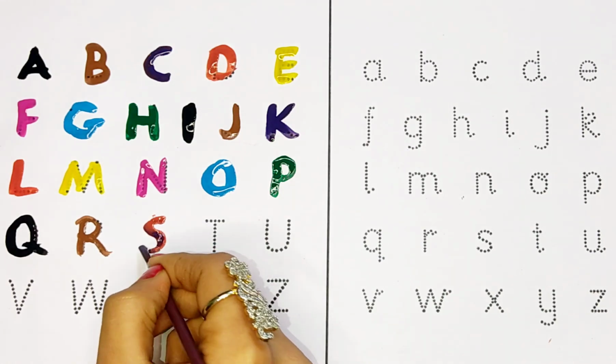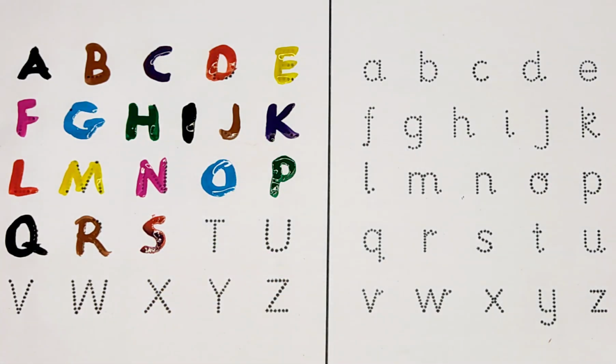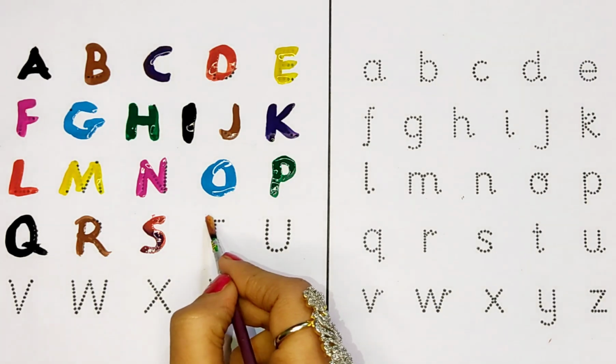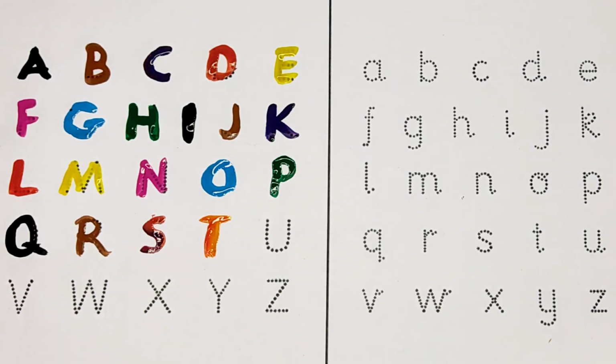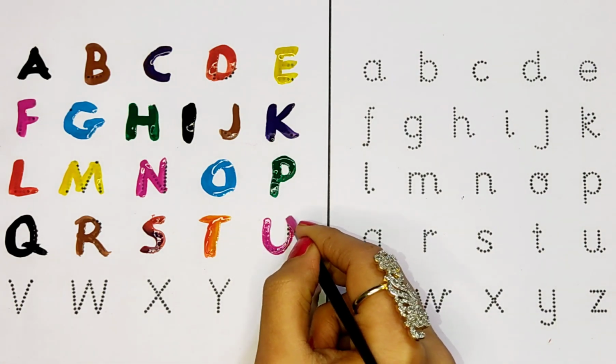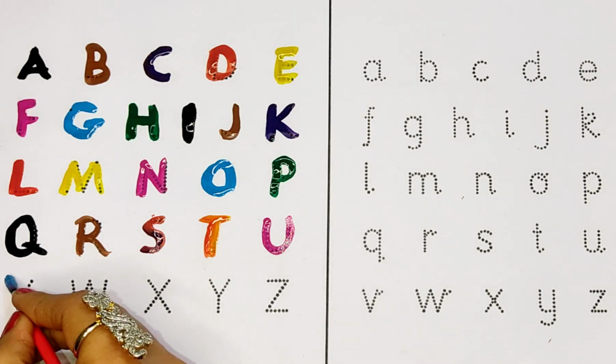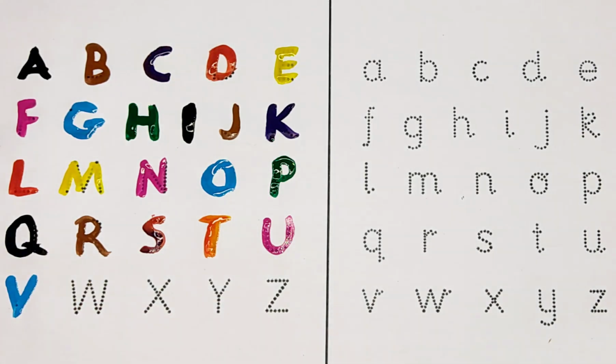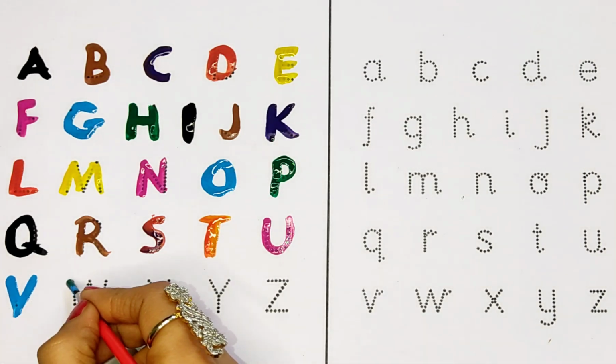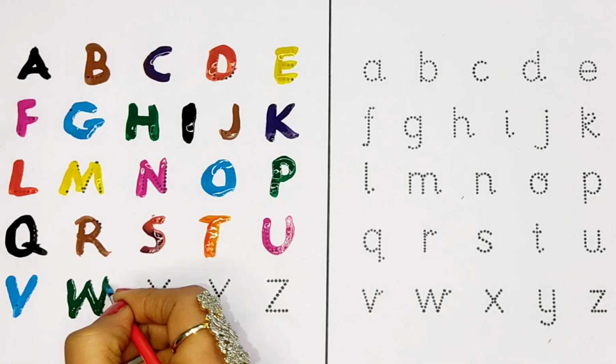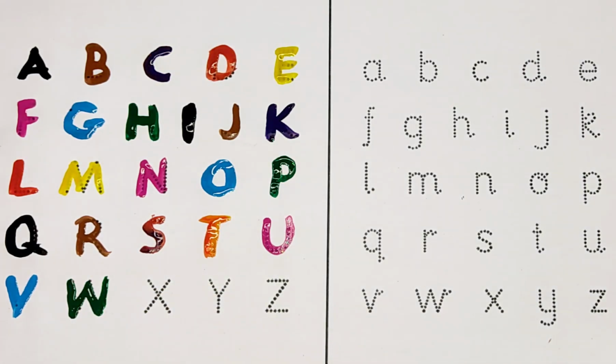S. S for sun. S for sunflower. T. T for trumpet. T for tree. U. U for umbrella. U for unicorn. V. V for van. V for volleyball. W. W for water. W for watermelon.